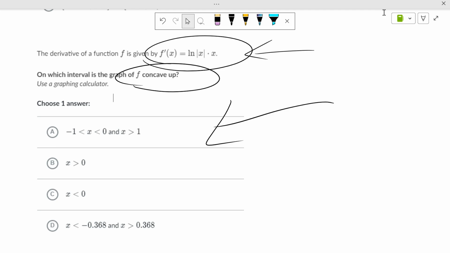So then the minimum value, the absolute minimum value, then happens at negative 2. You're right.